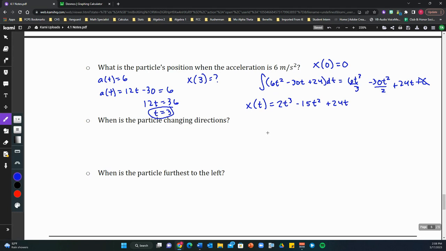Now we can figure out what that value of x of 3 is equal to. Where is the particle after 3 seconds? T cubed is 27.